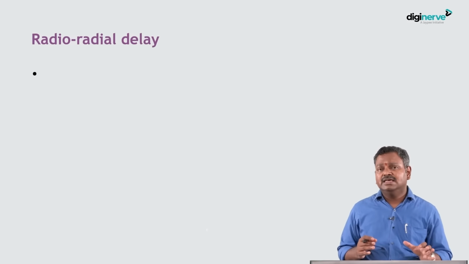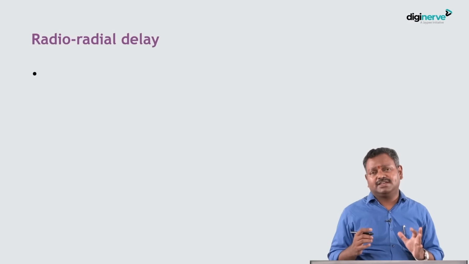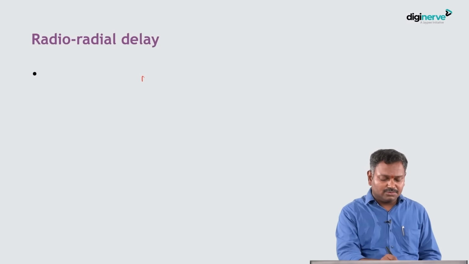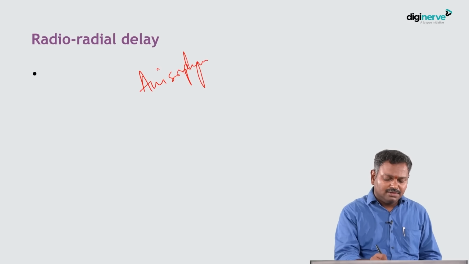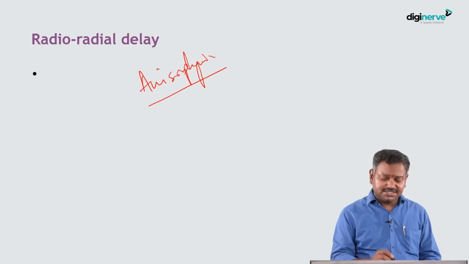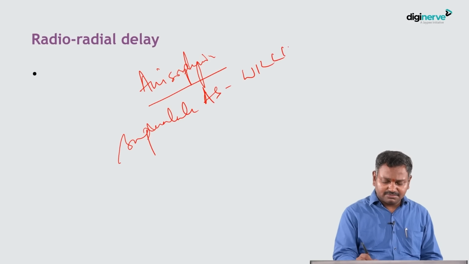Sometimes what we see is the volume of the pulse in the right radial is more than the left radial. Okay, the volume is stronger. The blood pressure also is a little stronger. What we call anisosphygmia. That means the upper limb blood pressures are different. This is classically seen in a condition called supravalvular aortic stenosis. We get it in a syndrome called Williams syndrome.